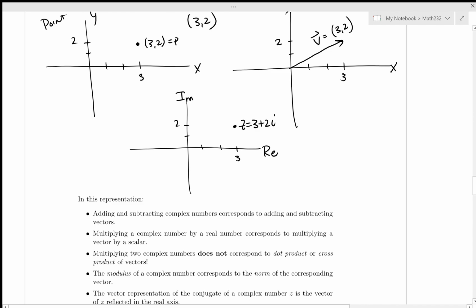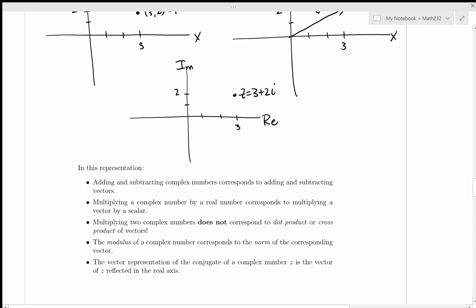Okay. When I'm thinking in this way, in this representation, these things are what we already know. Adding and subtracting complex numbers corresponds to adding and subtracting the equivalent vectors. Multiplying a complex number by a real number, let's be careful, this is a scalar, corresponds to multiplying a vector by a scalar. Okay, careful, caution. Multiplying two complex numbers does not correspond to either the dot product or the cross product that we've been seeing with vectors. Well, we haven't actually seen the cross product yet, but we've certainly been using the dot product.